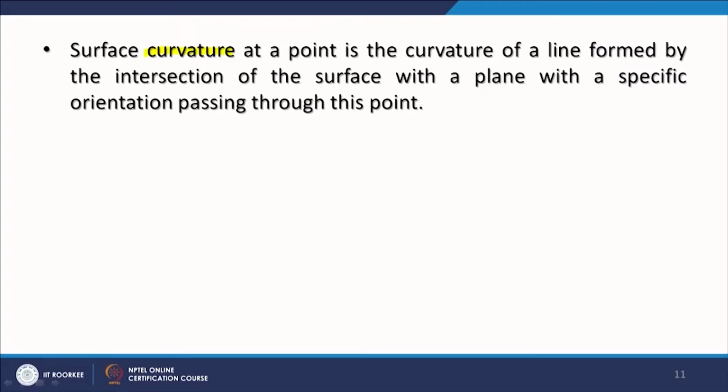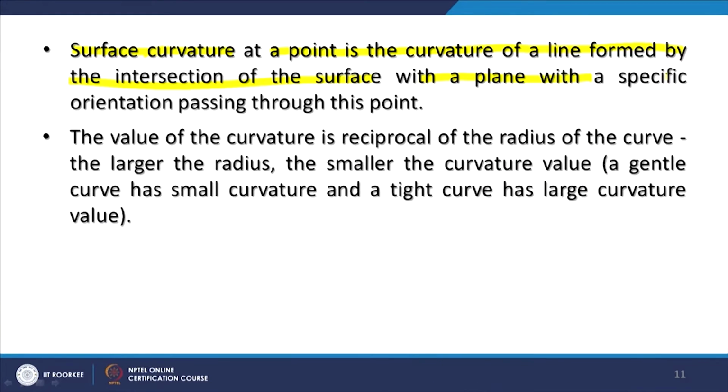Now, instead of a plane, whether inclined or not, when we start looking at a much larger scale, meaning a zoomed-in part or a small area, then the surface curvature also plays a very important role. So, let us define surface curvature: at a given point, it is the curvature of a line formed by the intersection of the surface with a plane with a specific orientation passing through this point. We will see much more detail about this through our diagrams and figures also.